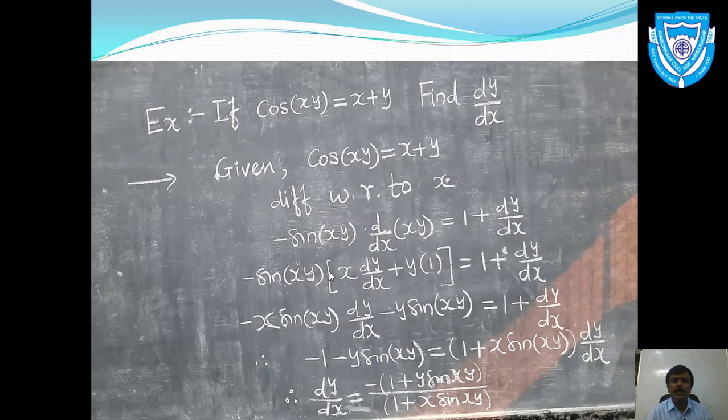The main thing is to keep all the terms containing dy upon dx on one side and the rest of the terms on the other side. Then we take dy by dx common and shift all the terms to the other side so as to find the value of dy upon dx. So this is how, in the case of implicit functions also, it is very easy to find the derivative with respect to x.